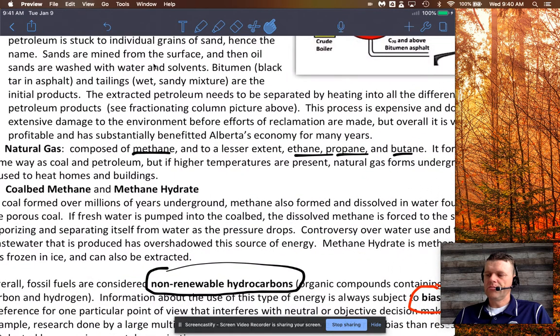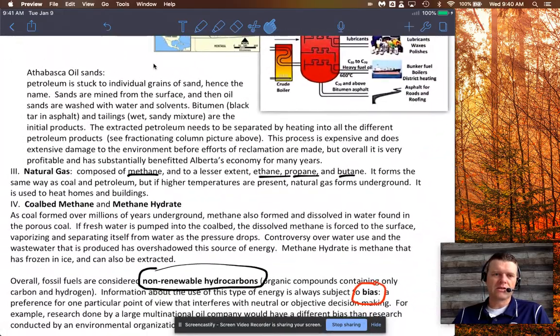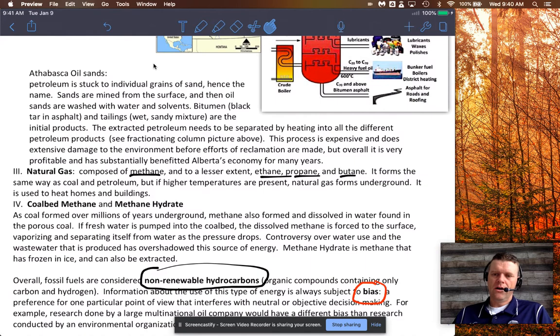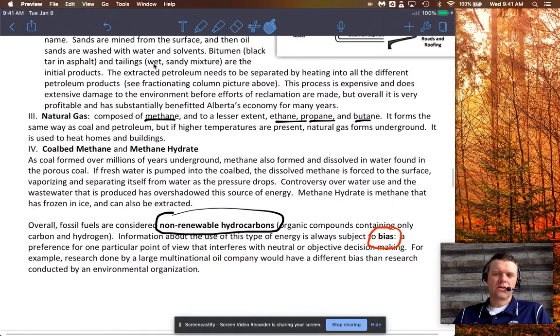Natural gas is mostly methane, but it's also a mix of these other guys: ethane, propane, and butane. That's why it's kind of a mix. But natural gas definitely forms underground as well. The temperatures just have to be a little hotter, I believe. But we use that to heat our homes. It's awesome.